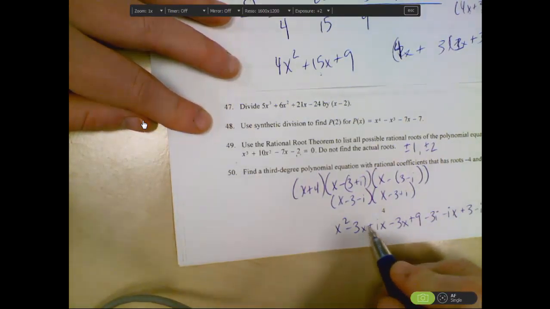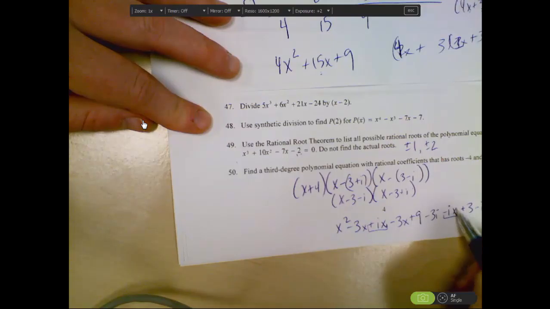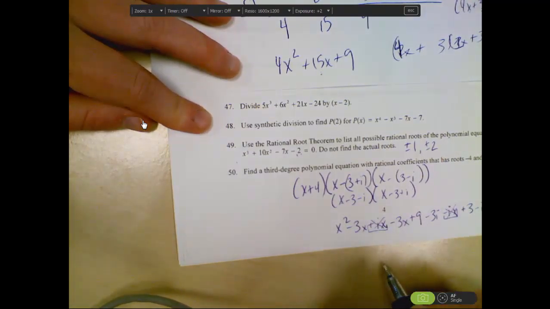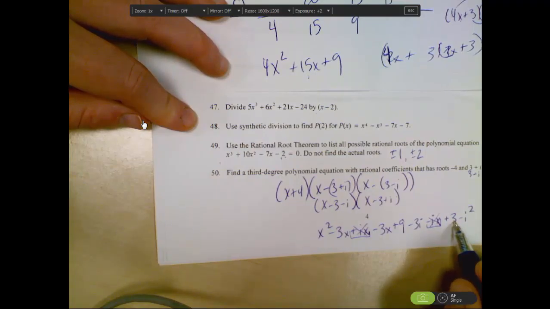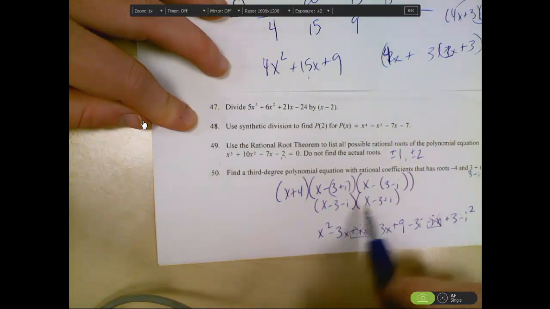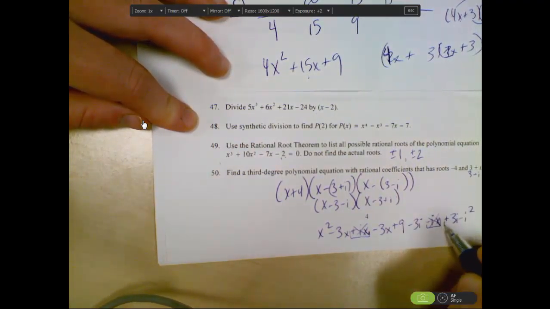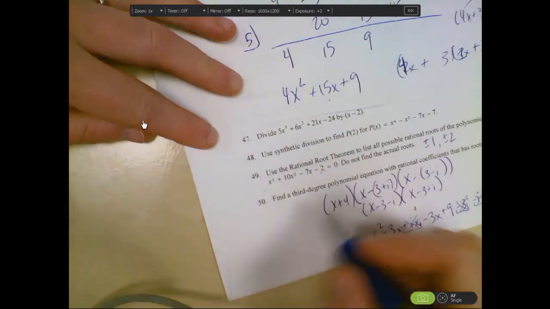So let's see what we have here. We have a plus ix and a minus ix. Those go away. Oh, I think I missed an i here. Yeah, this was supposed to be plus 3i. So plus 3i minus 3i, gone. So back to what I started with.